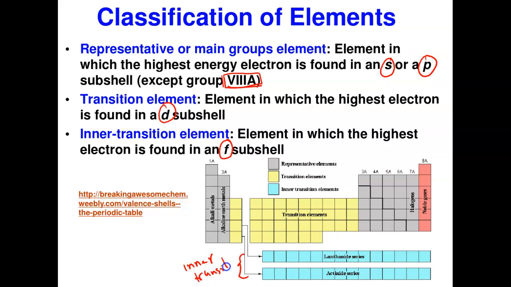And also they have special names. Now, the special names here are the lanthanide and the actinide. The ones in the first row here are the lanthanides. These guys are called the actinides. So we call them the lanthanide and actinide series.